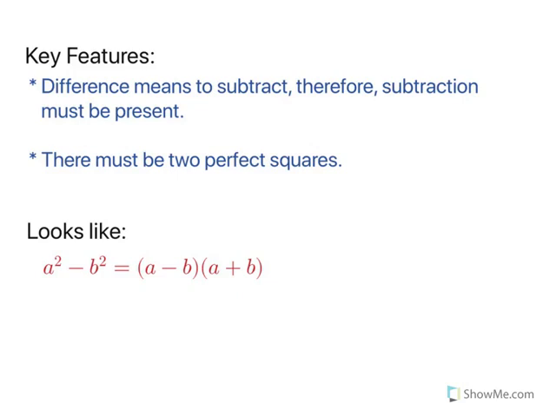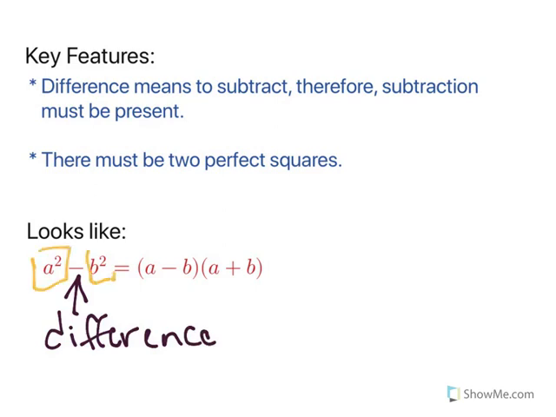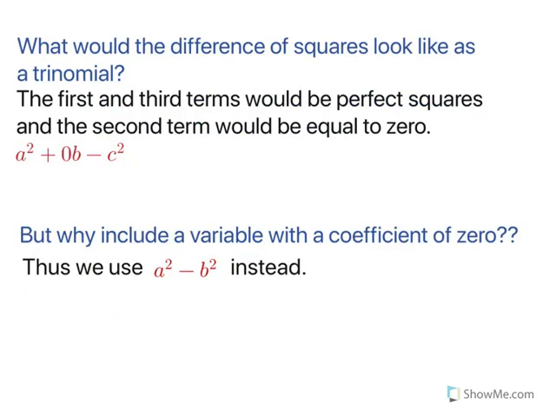So when we look at what this would look like, we can see that we have a difference, and we also have two perfect squares. So what would the difference of squares look like as a trinomial? The first and third terms would be perfect squares, and the second term would be equal to 0. So we can see we have the two perfect squares.